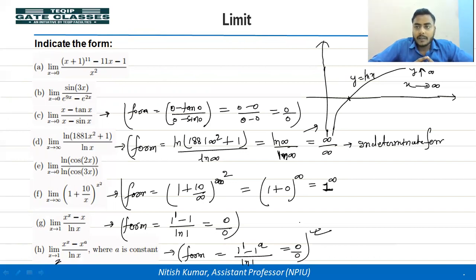So you can calculate or you can see that limit is given in what form. So just put the value where x tends to, okay, and you will get the form. If you are getting the determinate form, then you can directly write the answer. And if you are getting the indeterminate form, then you need to calculate using special methods.